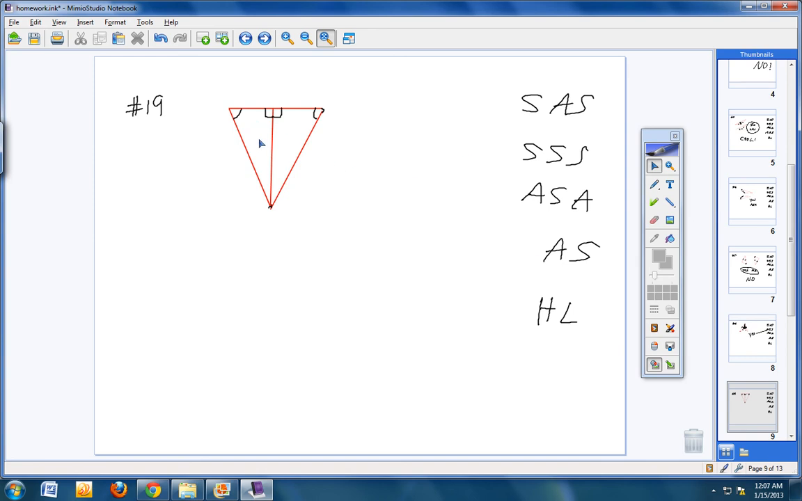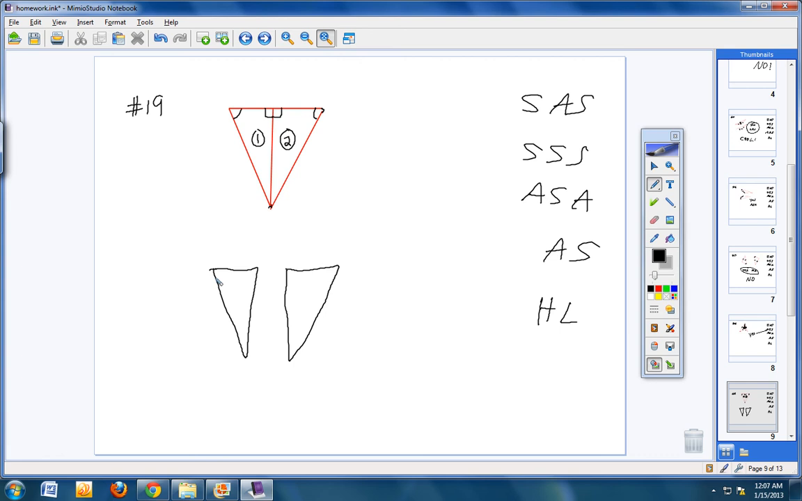Now you see a right triangle and you're like, okay, I'm probably going to use HL. Not always. Not always. We're not going to in this one. We've got an angle congruent to an angle and then an angle congruent to an angle. And don't they share a side here? Man, they sure do. So I'm going to split these up just real quick here.